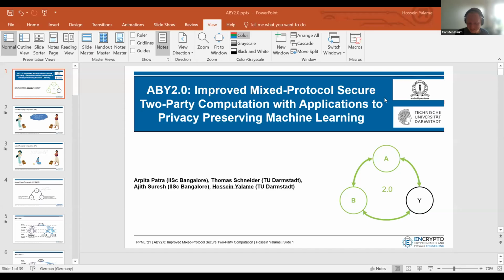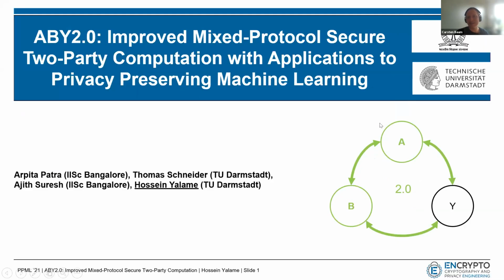Okay, good, fantastic. So the next talk is about ABY 2.0, which is, I suspect, the successor to ABY 3. This talk is called ABY 2.0, Improved Mixed Protocol Secure Two-Party Computation with Applications to Privacy-Preserving Machine Learning. And the talk will be given by Hossein Yalame. You already started screen sharing, so Hossein, take it away.